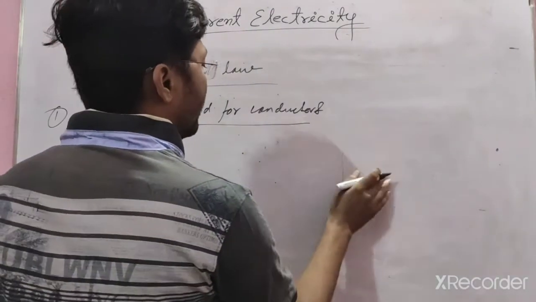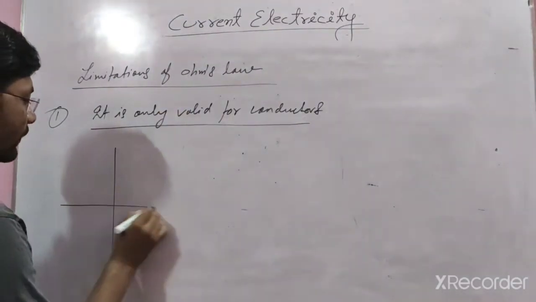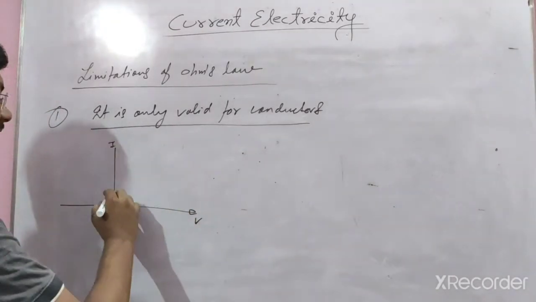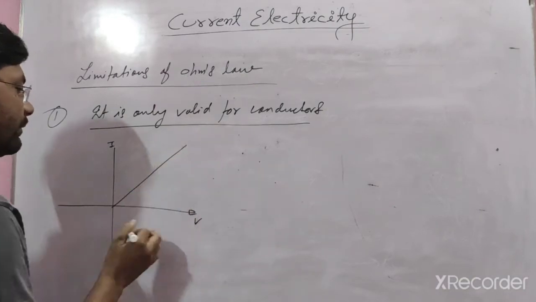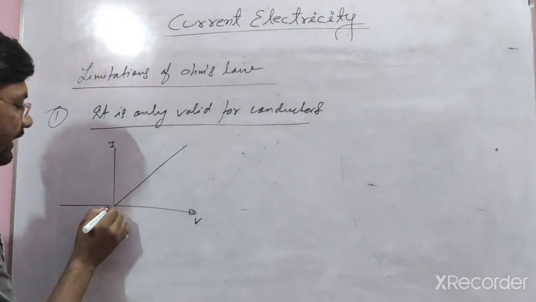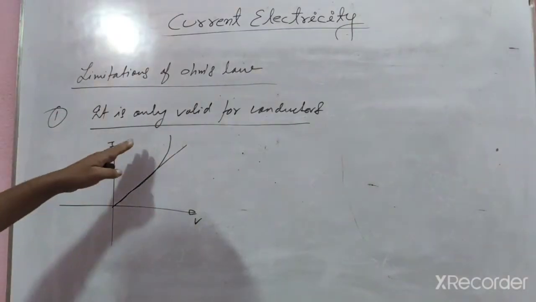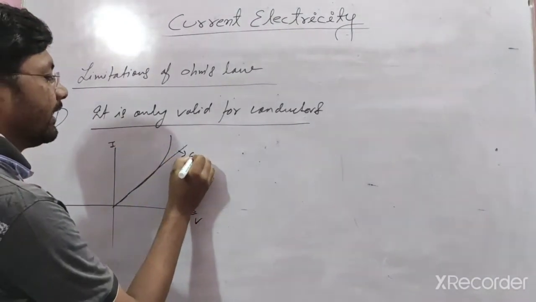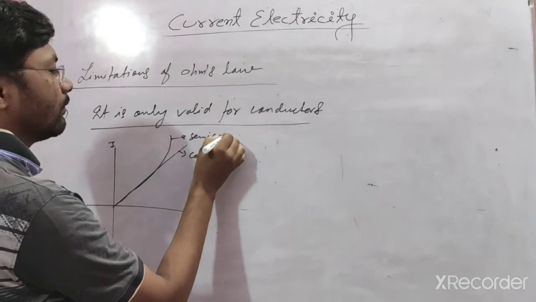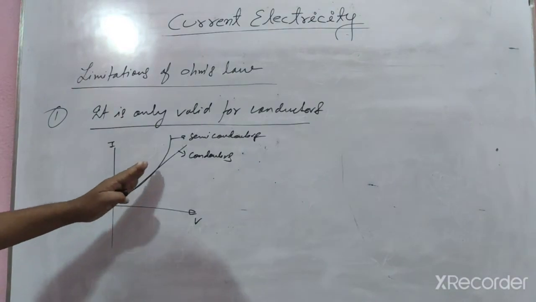Now if you apply Ohm's law in the case of a semiconductor, what will you get? In the case of conductors, if you draw the graph between voltage and current, you will get a straight line. This means it is uniform. But in the case of a semiconductor, the graph of voltage and current will not be linear. It will be just like this. So it is not valid for semiconductors. This is for conductors, and for semiconductors, the graph will not be linear. It will be just like a parabola.